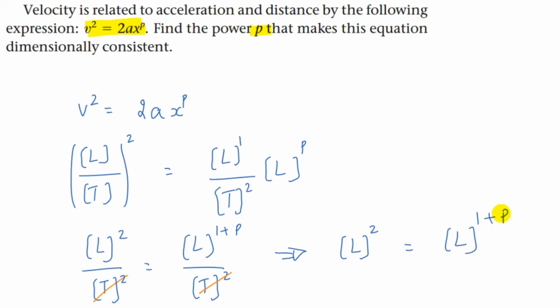1 plus p. Now to make this equation consistent, the power should be the same on both sides. Here L has power 2, so it should be 2 here also. So 1 is already there, so p should be equal to 1. If p becomes 1, then this would become L square, which is equal to the left side. Therefore we can conclude that the value of p is equal to 1, and then this equation would be dimensionally consistent. So this was the solution.